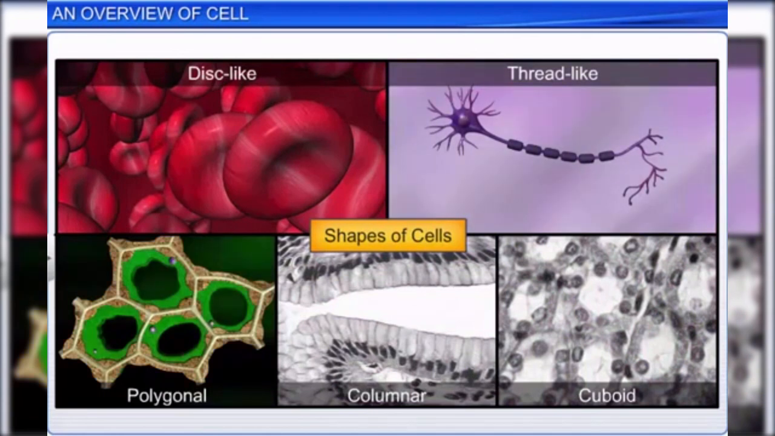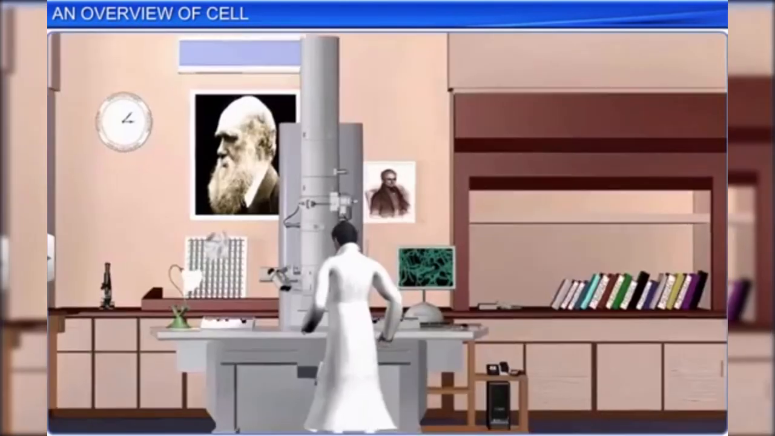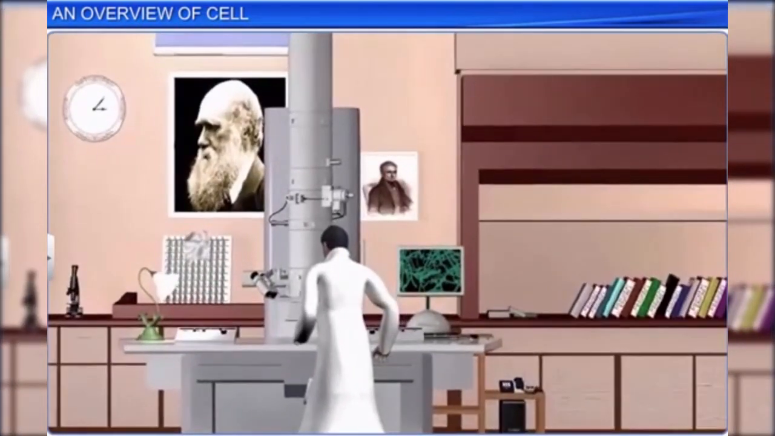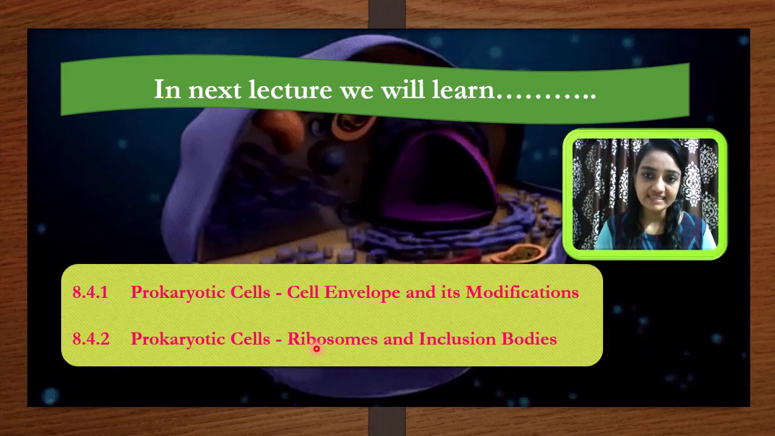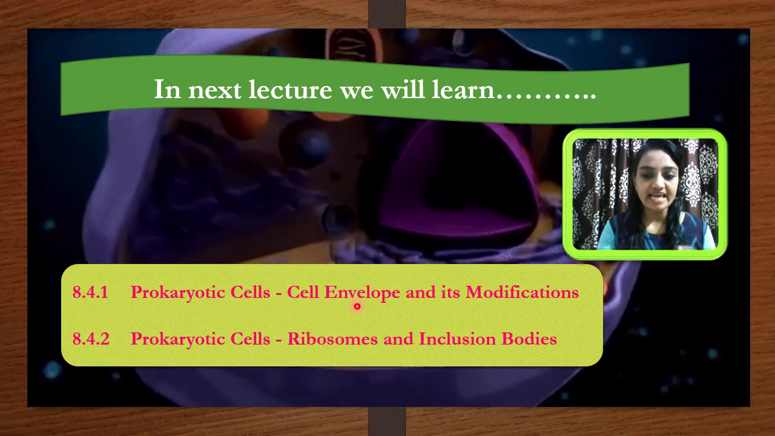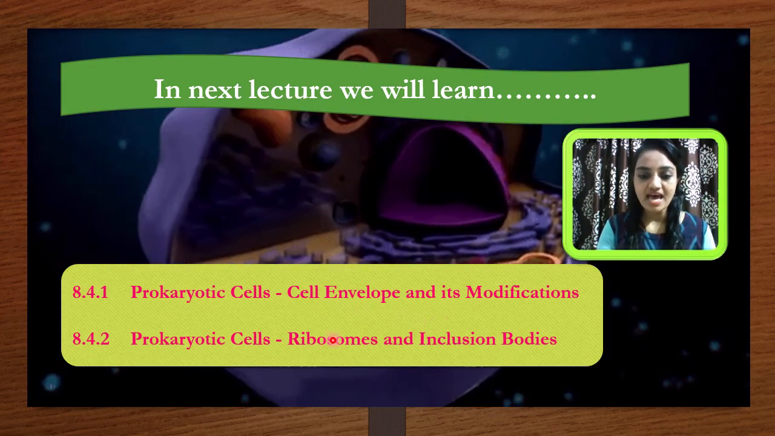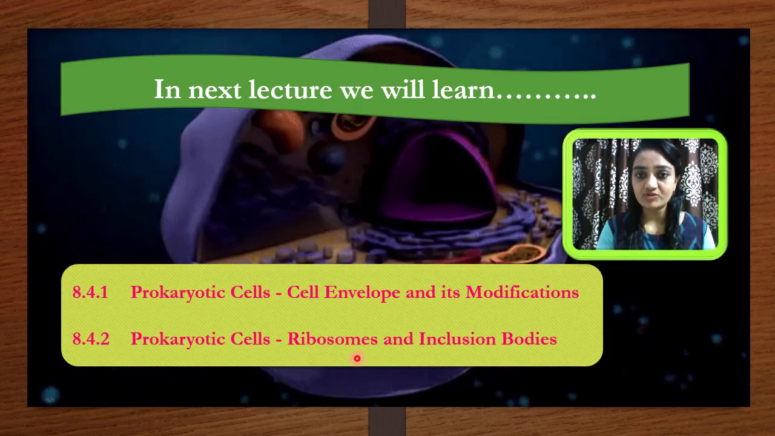Today, though we have gained a lot of information about cells, scientists are still engaged in unlocking the secrets of the cell and its organelles. In the next lecture, we will discuss the prokaryotic cell. In the prokaryotic cell, we will discuss the cell envelope and its modification, and then we will learn about ribosomes and inclusion bodies. So, till then, goodbye.